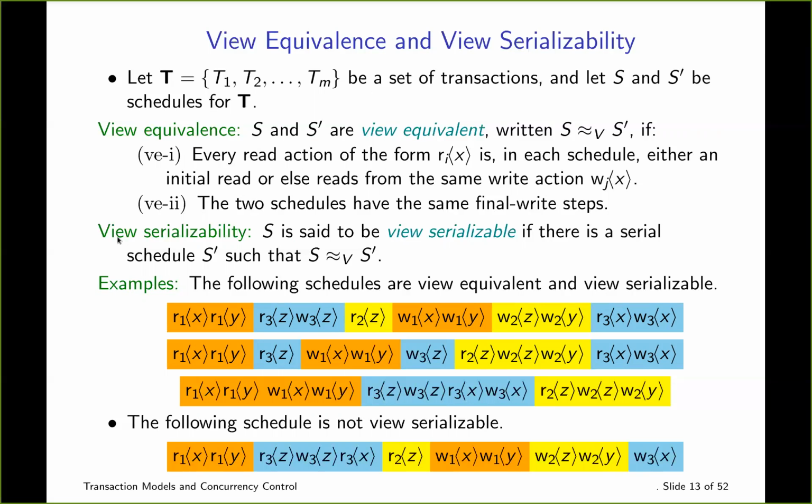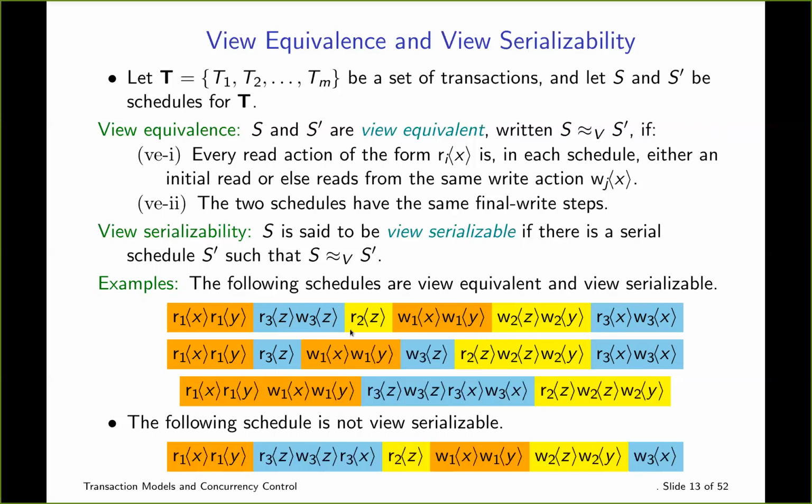Now view serializable basically says that S is said to be view serializable if there is a serial schedule S prime such that it's equivalent to the actual schedule. All right, so let's look at this. This is kind of a realistic schedule. If we look at this schedule here, transaction 1 is reading X, reading Y. Then transaction 3 reads Z, writes Z. We have all this.